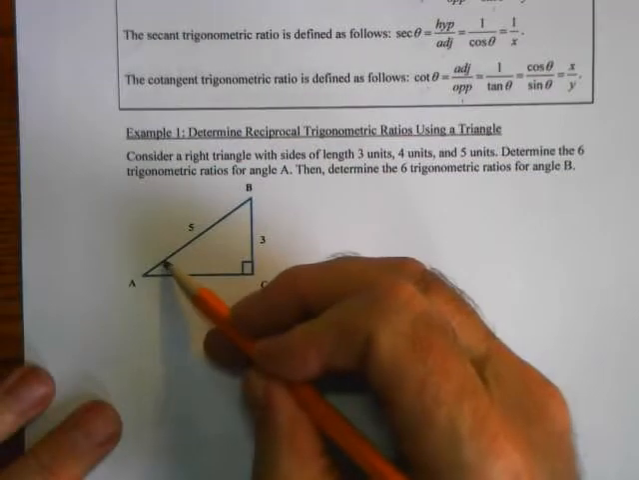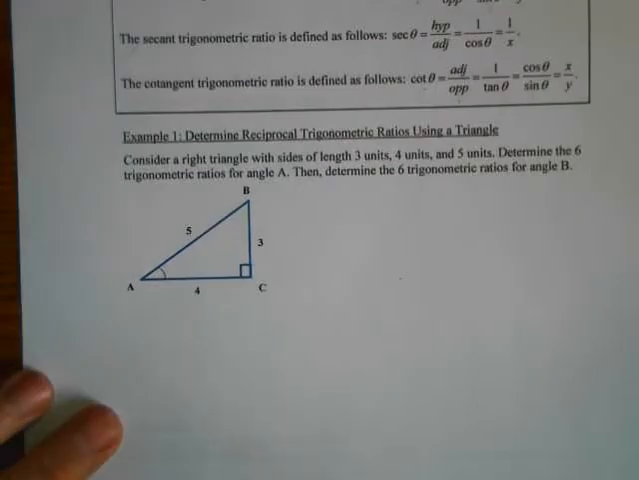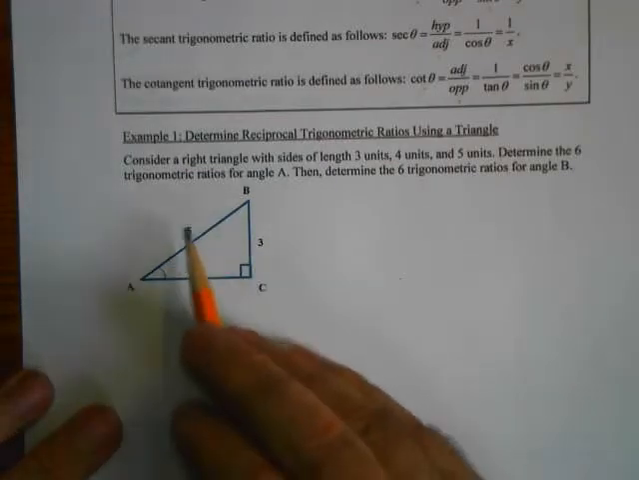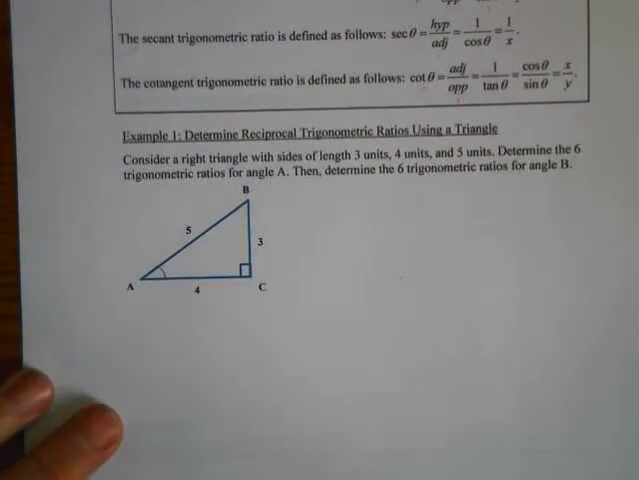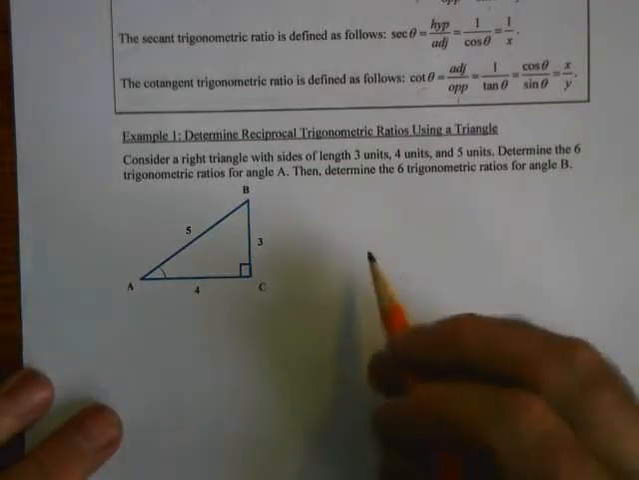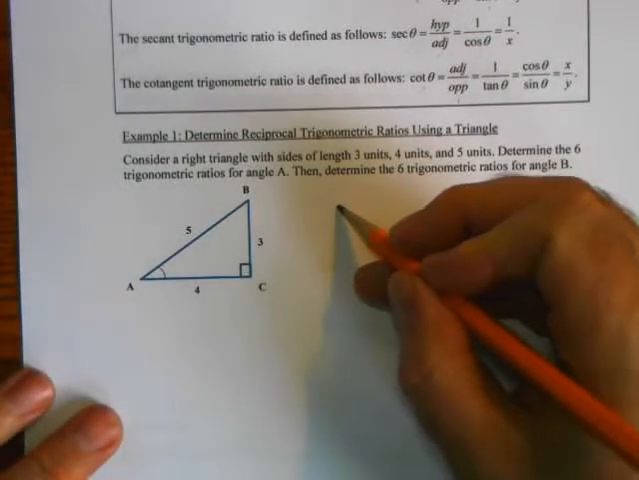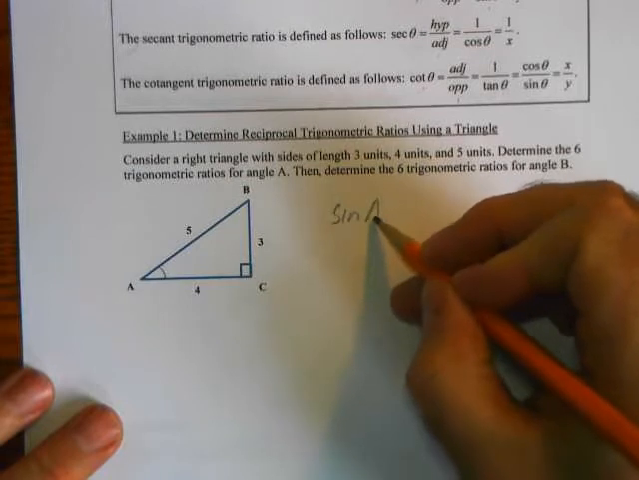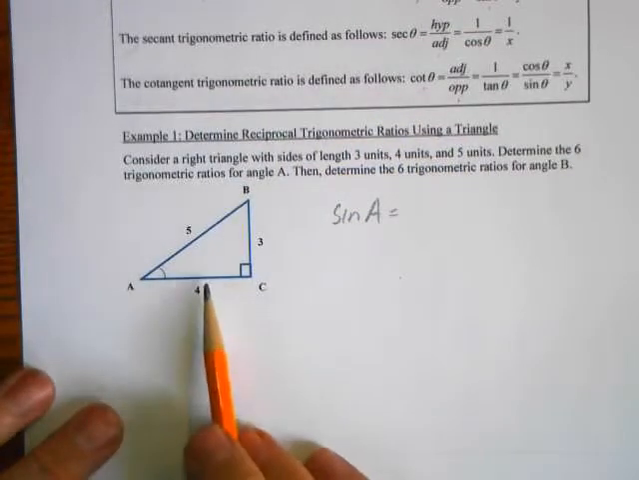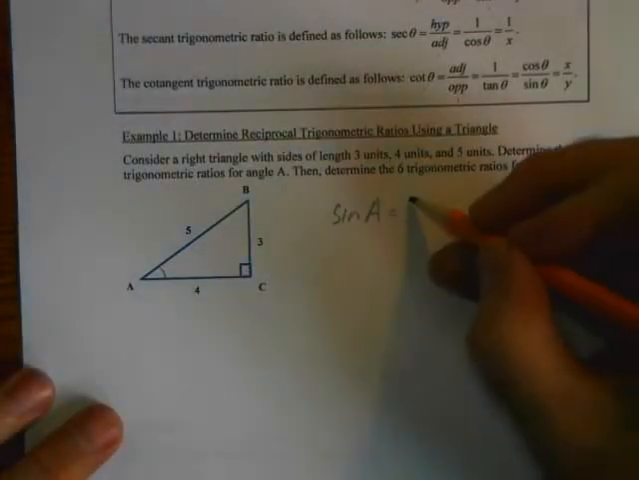Temporarily put something there. I'm not going to write the side names because I'm going to have to change them when I go over to B. So if I'm looking at the ratio for sine of A, I know sine is opposite over hypotenuse.